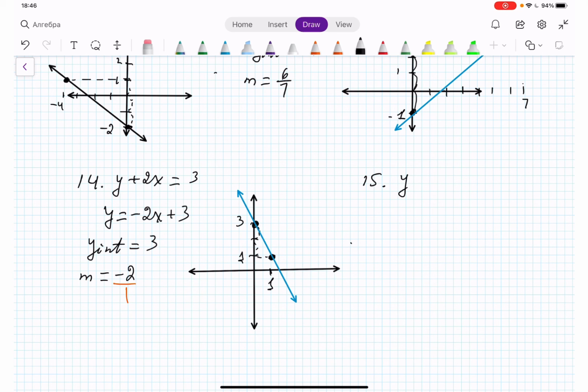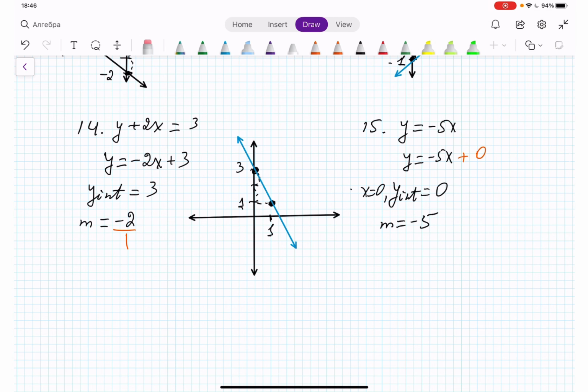Number 15. Y is equal to -5x. That means I can write down -5x and +0 for the intercept. So y-intercept is 0, when x is equal to 0. And slope m is equal to -5. Okay, if I build the graph, I'm going to take it this high, because I have to go to negative 5. So my intercept is 0, right? 0, 0.